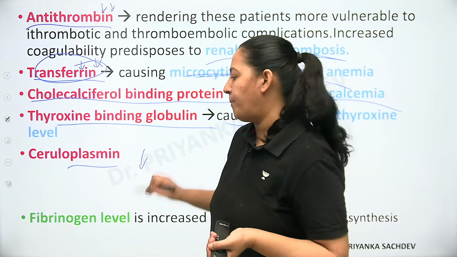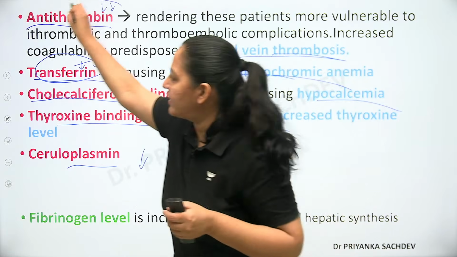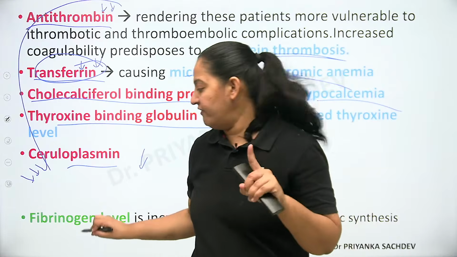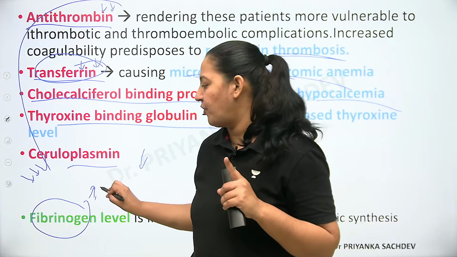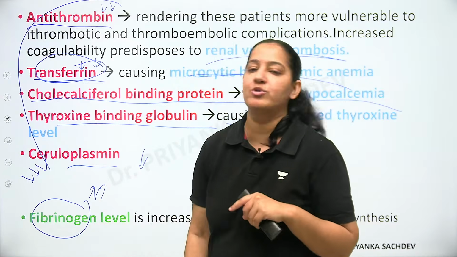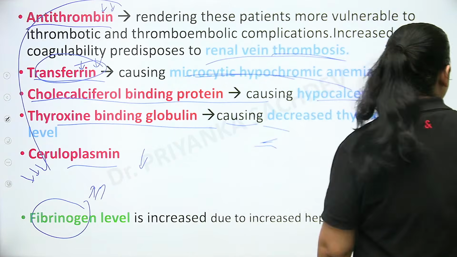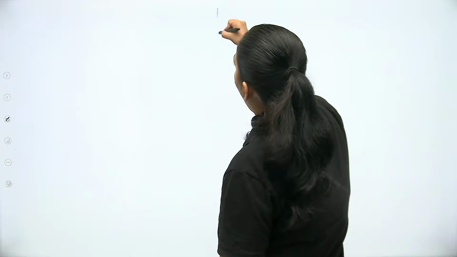Ceruloplasmin is also low, that is, copper level will be low. All the proteins are reduced in blood because they are lost in urine. Only one protein increases in blood in nephrotic syndrome, and the name of that protein is fibrinogen. Fibrinogen level increases in nephrotic syndrome. So I am teaching you right now nephrotic syndrome.